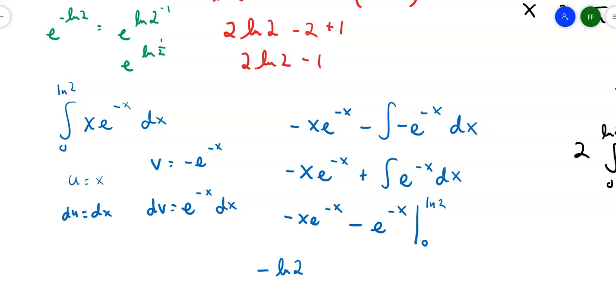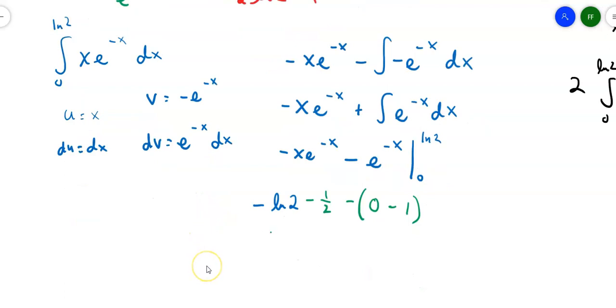So negative natural log of 2 minus a half, and then minus 0 minus 1, right? Because e to the negative 0 is 1. All right, so what does this give me? Negative natural log of 2 minus a half plus 1 is negative natural log of 2 plus a half. Now we got to combine our answers together.